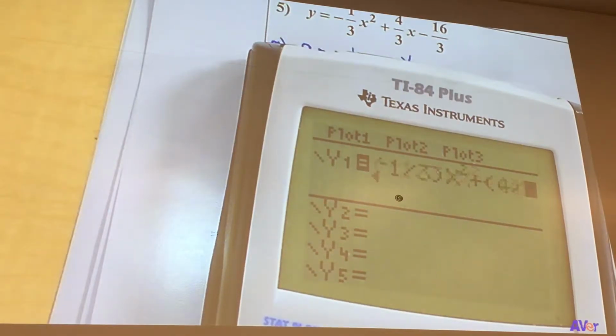So 4/3. And closed again, and then X. And then minus, open again. And then I'll just have to put 16/3. Okay? Press graph.